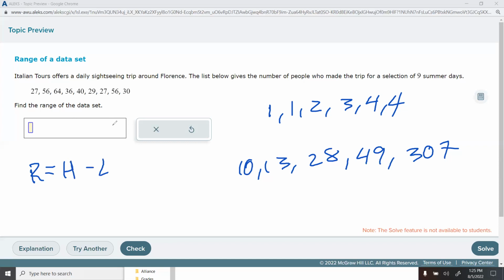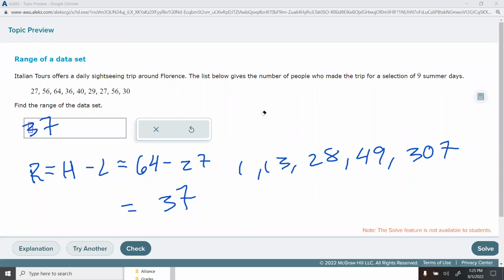Very natural. So in this case, the biggest value is 64. That's the high. And the low, let's see, 27. Yeah, 27. And we get 37 for the range. And that's how it works. Now, like I said, if something is easy, it doesn't tend to be especially valuable. Sometimes it is, but not normally.